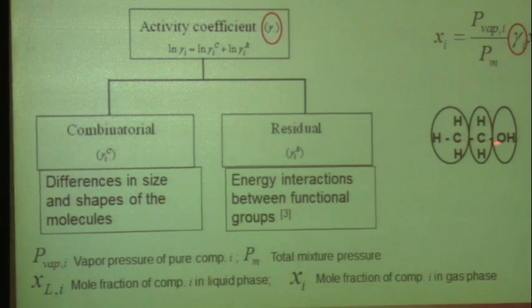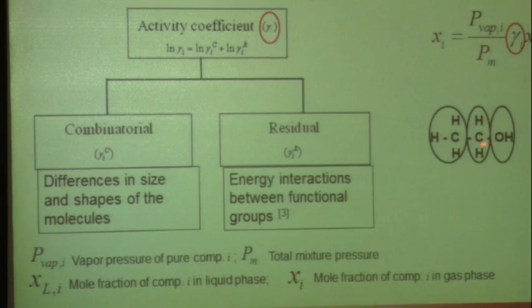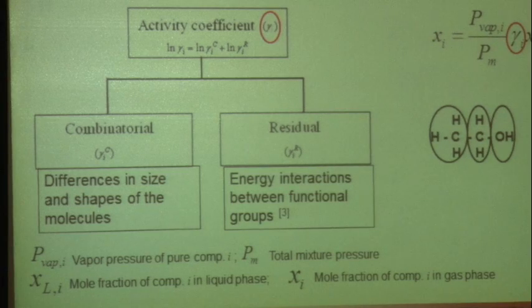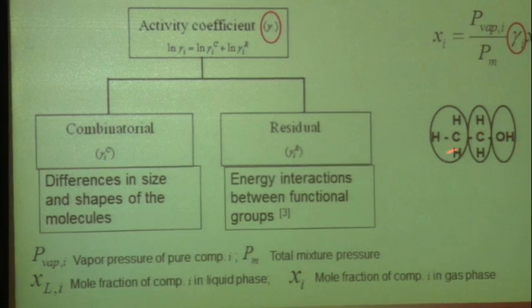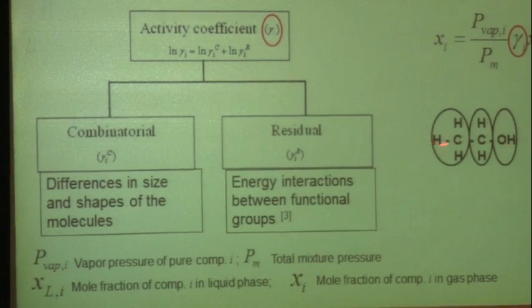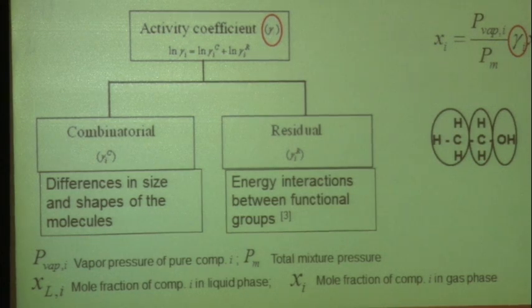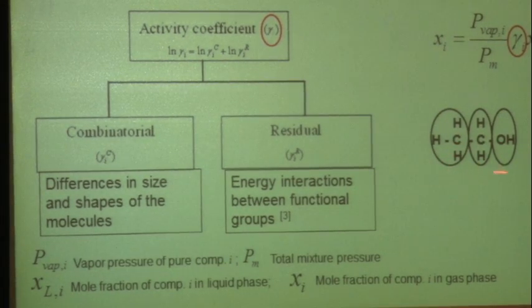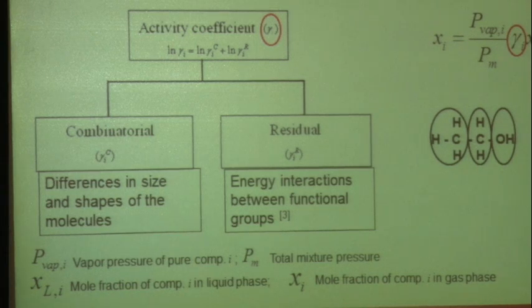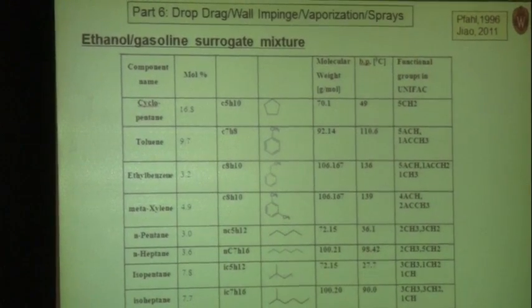So here, this is ethanol. It has an OH functional group, a CH2 functional group, and a CH3 functional group. The activity coefficients for each of these functional groups are stored in a table. Knowing how your fuel is made up, you can then determine what this activity coefficient would be for that species. And the number of functional groups are then related for the total mixture to give you an effective overall activity coefficient.